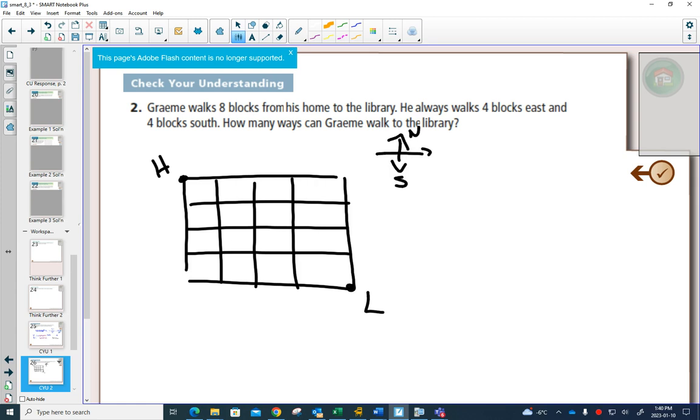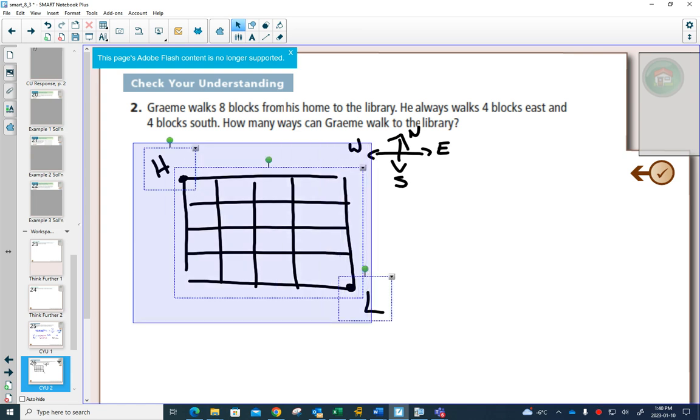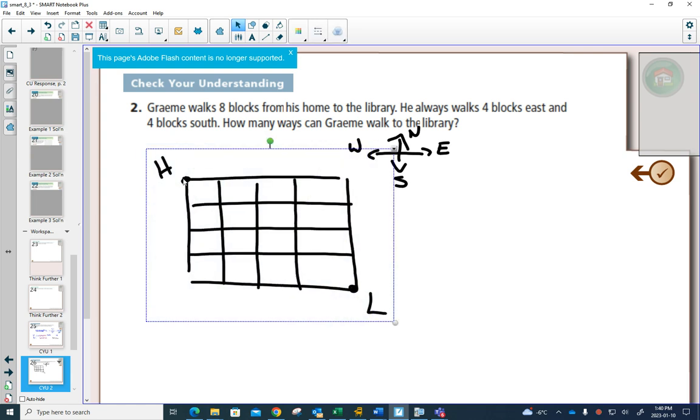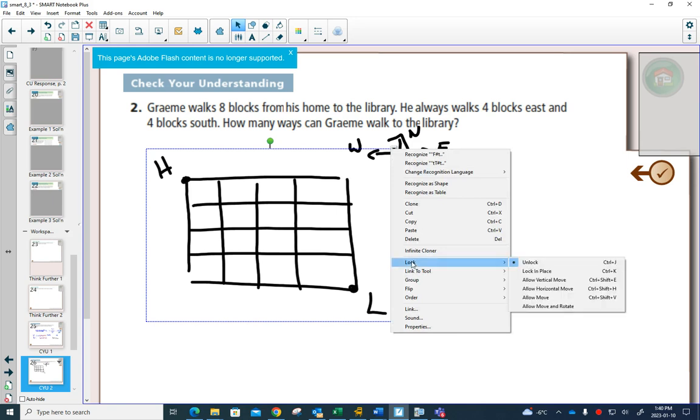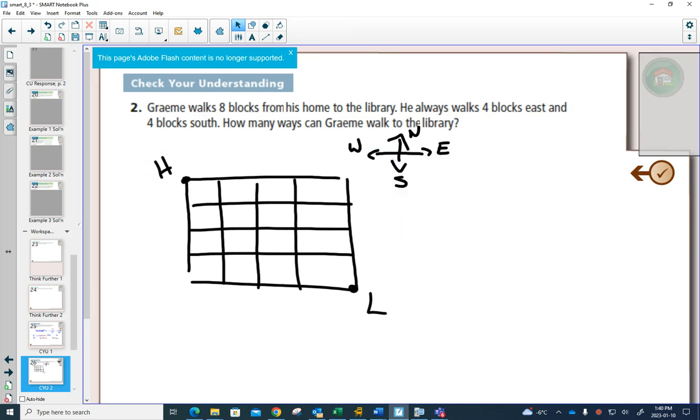North, south, east, west. Would you agree that he could possibly get home by doing this? There we go, he could do that. Right? That would be one way that he could get home.